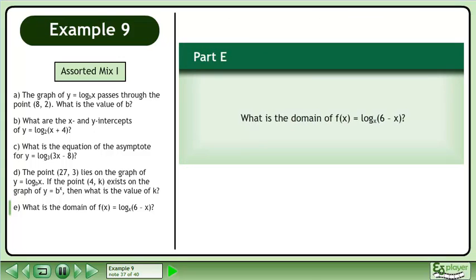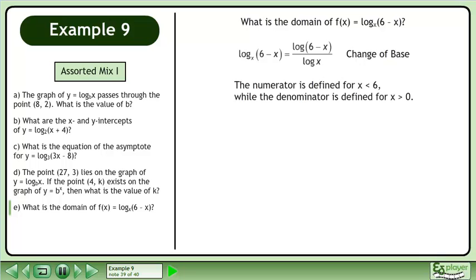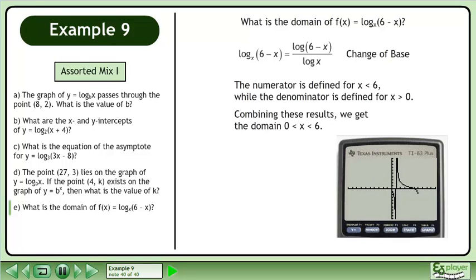In part E, what is the domain of f of x equals the base x logarithm of 6 minus x? Use change of base to write the logarithm as a fraction. The numerator is defined for x is less than 6, while the denominator is defined for x is greater than 0. Combining these results, we get the domain x is between 0 and 6.